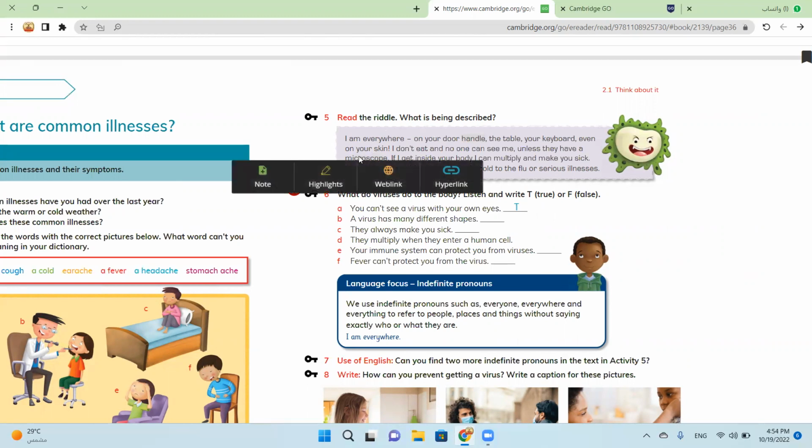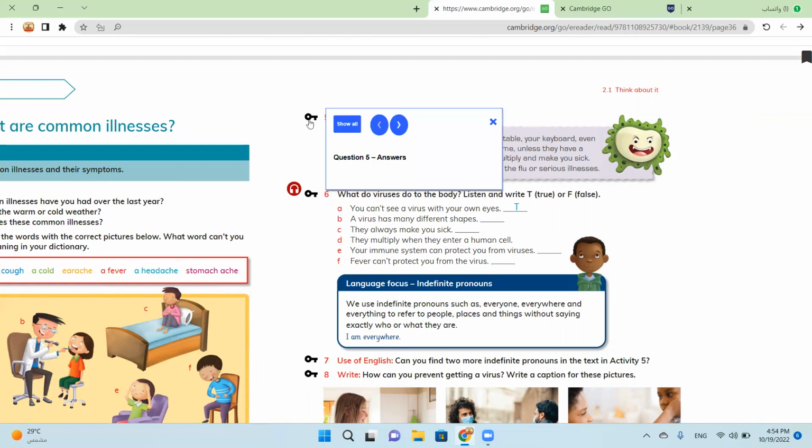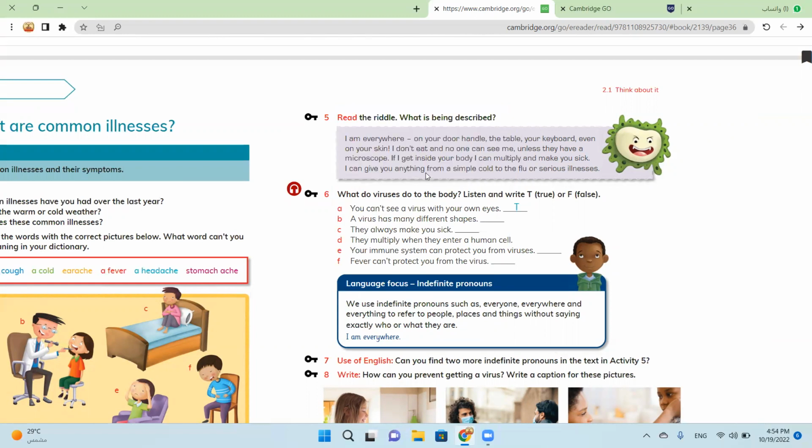So what is being described in this paragraph? We can only see it by a microscope. What can we see with microscopes? We have a picture here that could give us a lead. Is it a bacteria? Is it a virus? Okay, let's check our answers and see. So, as we said, it is a virus. What is being described here is a virus.